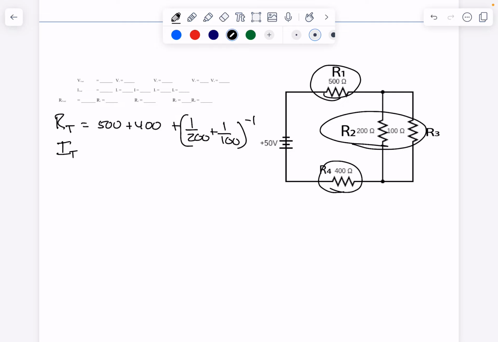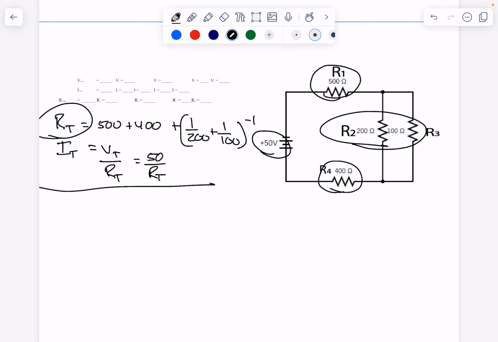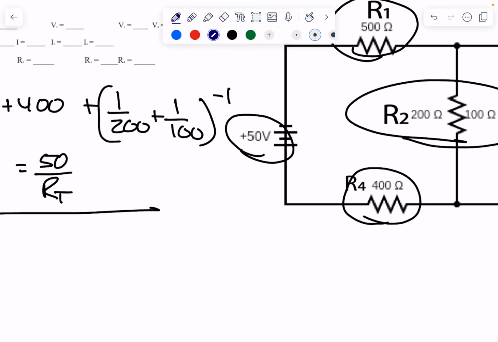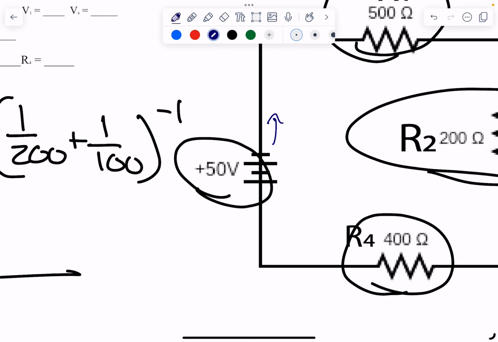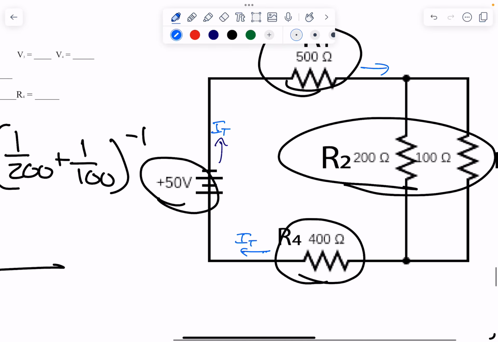And to find the total current, of course, I equals V total over R total. And you know the total voltage, so that's just going to be 50 divided by whatever this number is, the total resistance. And then what that tells you is the current through here is I total. And the current through here, in a series circuit, the total current is the same. So the current here is I total.